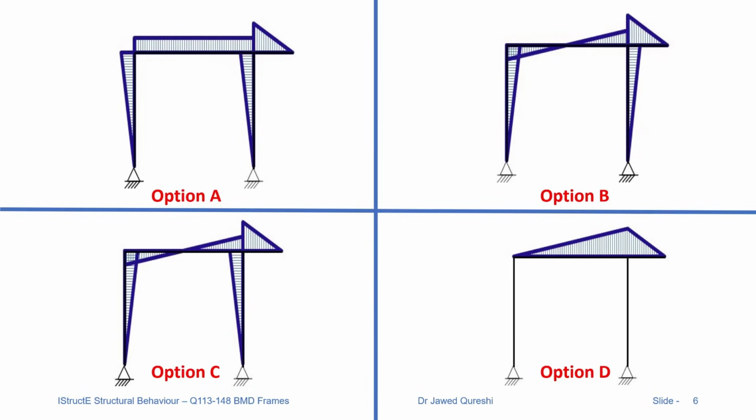The only way we can find out the bending moment diagram and its shape is using qualitative analysis, where you don't need any calculations. You simply use structural intuition to find out the deflected shape, bending moment diagram, and shear force diagram. Let us see how this frame is deflecting.